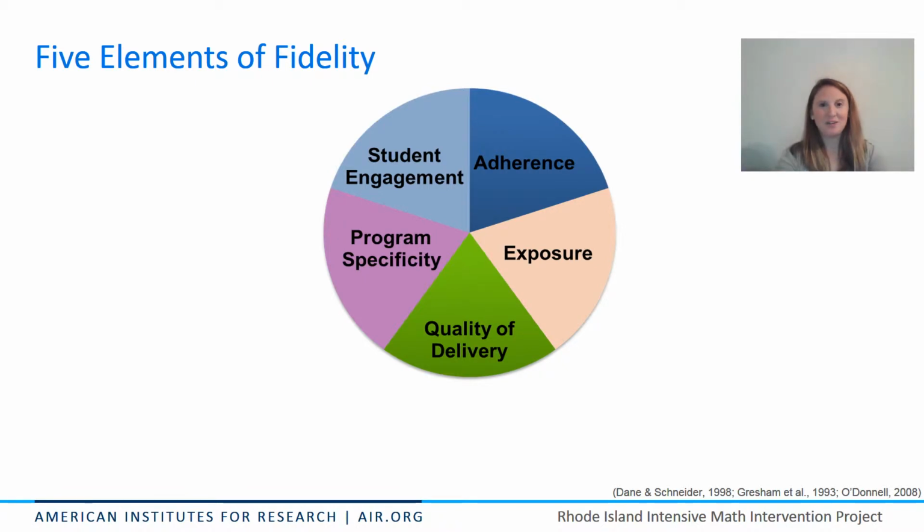This graphic provides one example of a way to think about fidelity and includes the elements of adherence, exposure, quality of delivery, program specificity, and student engagement. Schools should have procedures in place to monitor the fidelity of their implementation of instruction and interventions. While these don't have to be formal, it is important to consider whether or not they're implementing programs and practices the way that they are intended to be delivered. In the midst of all the responsibilities of educators, small checks can make a big difference in keeping services for students on track.